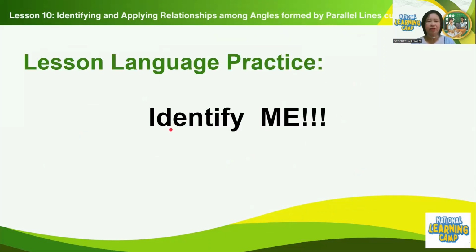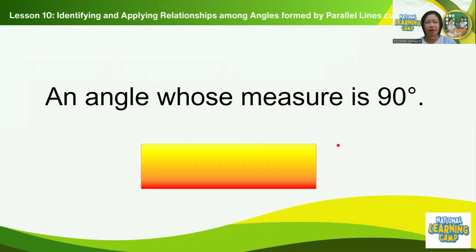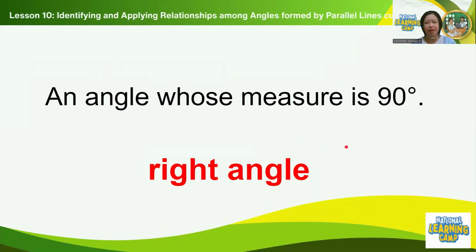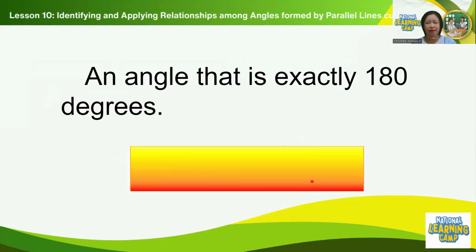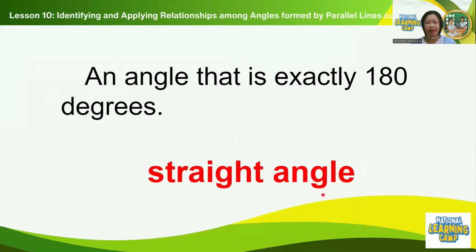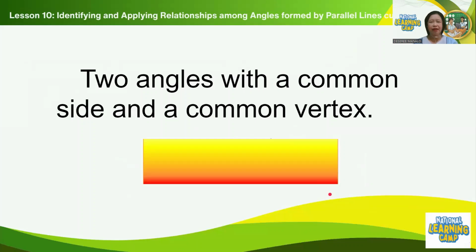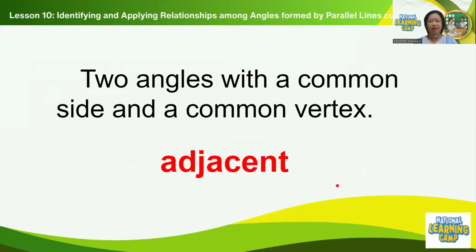Let us have now the language practice. Title is Identify Me. You're going to identify the words that describe the sentence. An angle whose measure is 90 degrees. What kind of angle is this? The answer is right angle. Next, an angle that is exactly 180 degrees. The answer is straight angle. Two angles with common side and common vertex. Answer is adjacent.